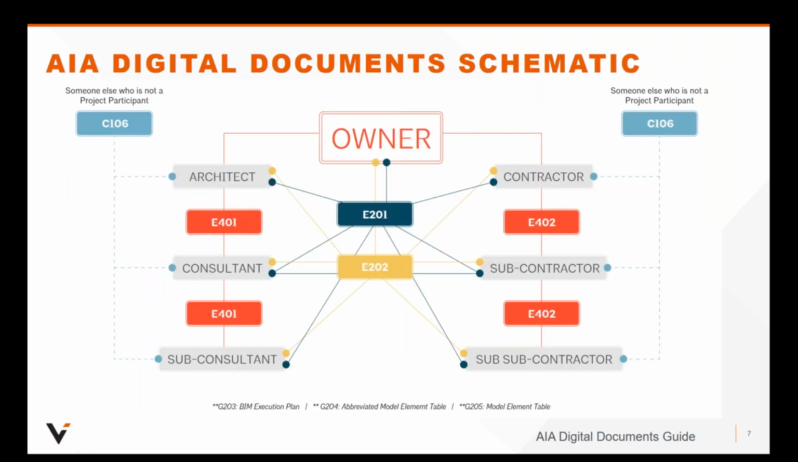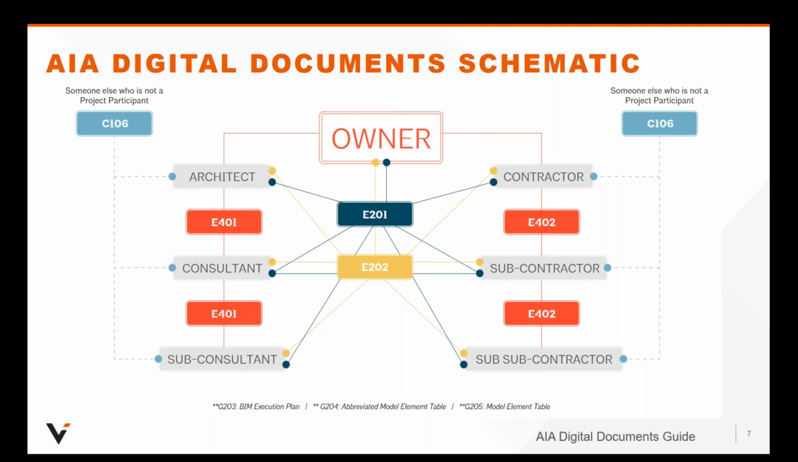Okay, let's look at this. This is how the AIA Contract Documents program illustrates the use of exhibits and the separate sharing contract. This is from the free AIA Digital Documents Guide, which is available from the AIAcontracts.org website. We will look at the 5 documents, the E201, E202, the E401, E402, and the 3 listed below the schematic, and the C106, and the 3 listed below the schematic, which are the G203, G204, and G205.